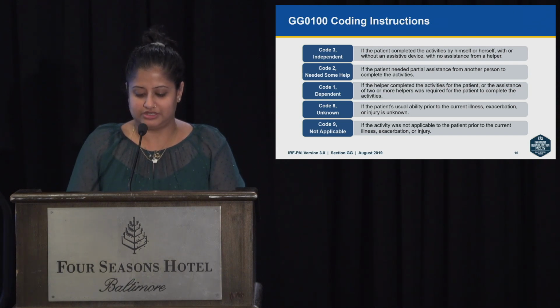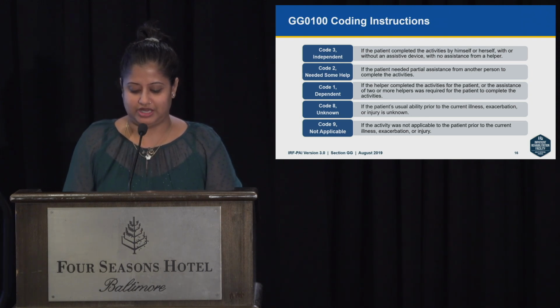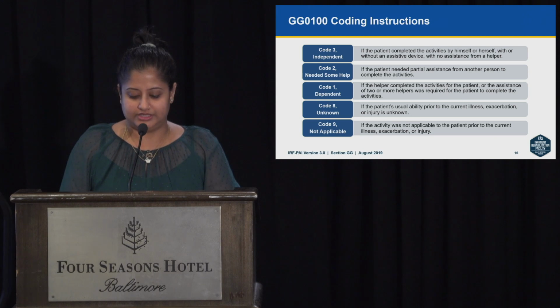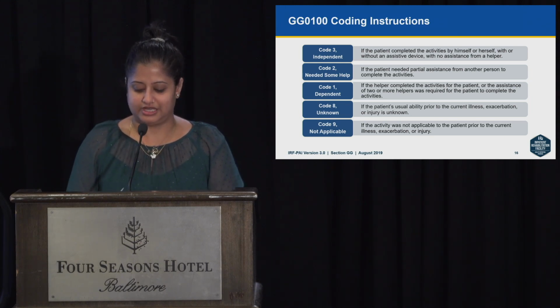Code 2, needed some help, if the patient needed partial assistance from another person to complete the activities. Code 1, dependent, if the helper completed the activities for the patient or the assistance of 2 or more helpers was required for the patient to complete the activities. You would code 8, unknown, if the patient's usual ability prior to the current illness, exacerbation, or injury is unknown. And code 9, not applicable, if the activity was not applicable to the patient prior to the current illness, exacerbation, or injury.